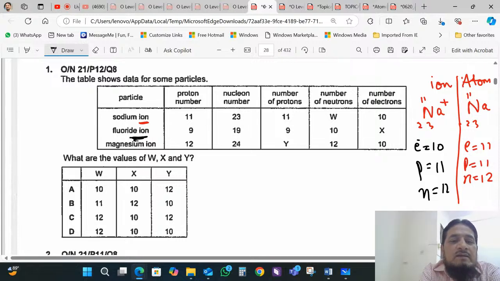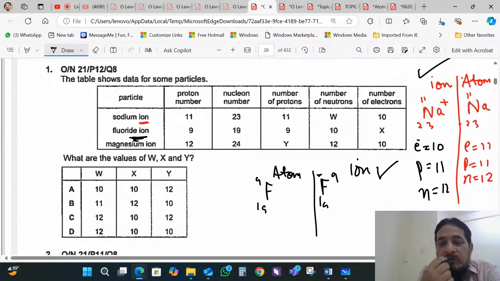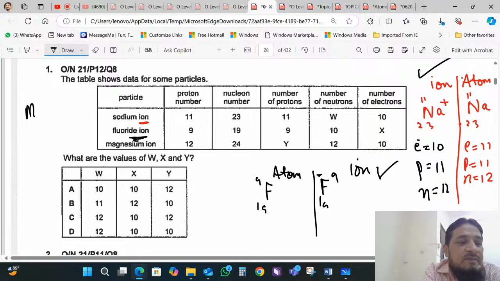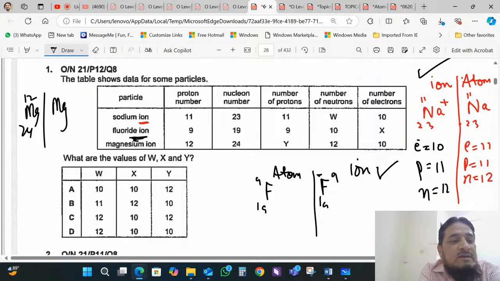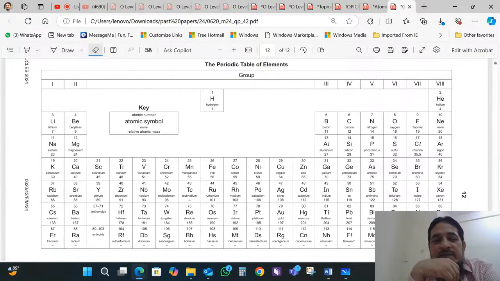Then the fluoride ion is F, 9, 19, minus 1. And F, 9, 19 is the atom, and this is the ion. So he is asking about the sodium ion and the fluoride ion. Then again the magnesium ion. The magnesium atom is 12, 24 and the ion is Mg2 plus. I would like to take you to the periodic table.